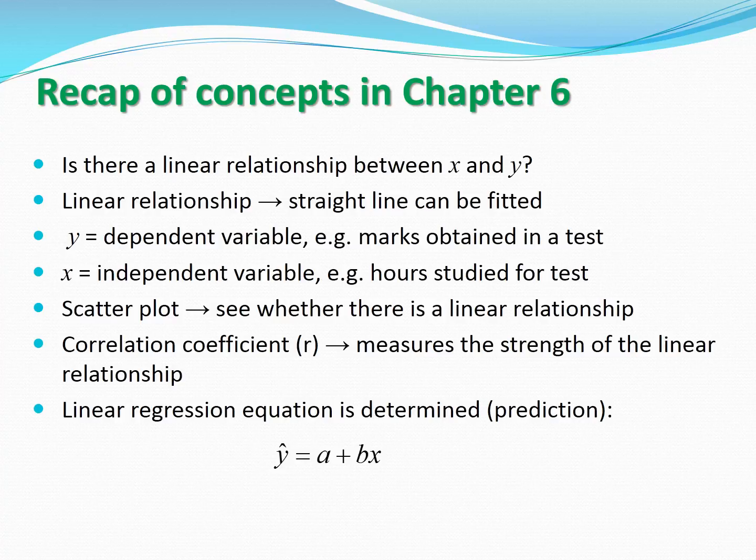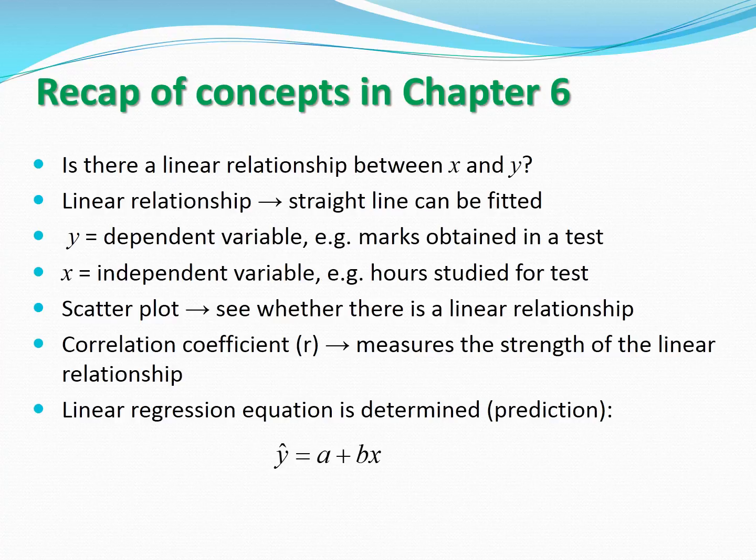Then we can also measure the strength of the linear relationship with the correlation coefficient indicated by R, and this is always a value between -1 and 1. If that value is positive, then it means that there's a positive linear relationship between X and Y. And if that value is negative, it means that there's a negative linear relationship between X and Y. The closer the value is to -1 or +1, the stronger the linear relationship will be. And the closer the value is to 0, the weaker the linear relationship will be between X and Y.